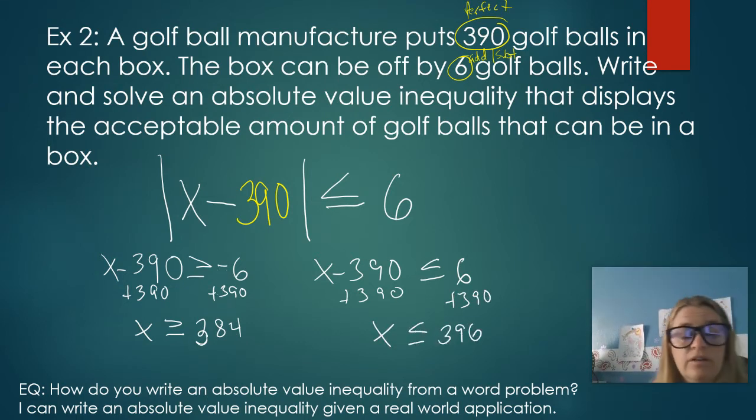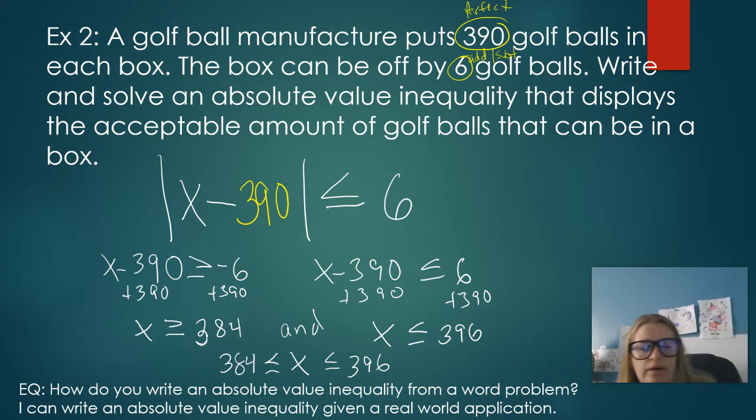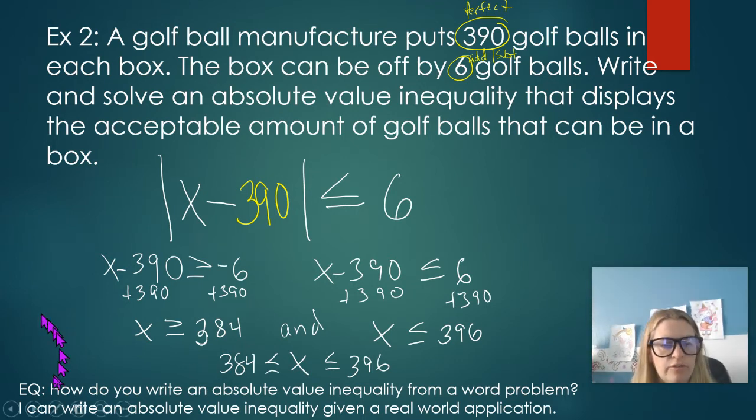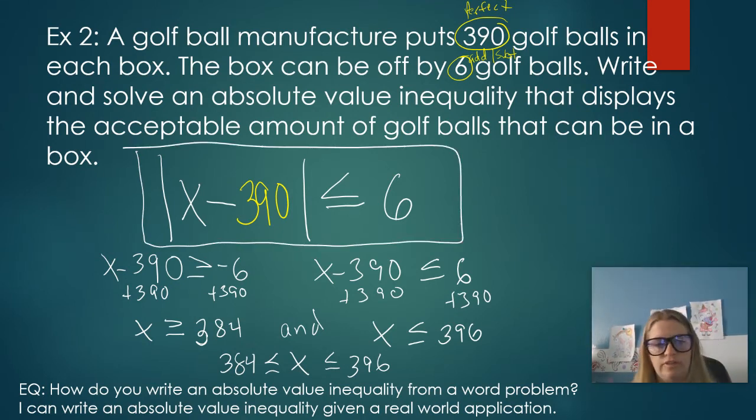So this should be the range. So remember, this is an and. So we know that range is going to be, it's got to be between 396 golf balls and 384. And that would be a perfect range of what you could expect to be in each box. So hopefully that's what you got as well. And so that's what it was asking you to do, is set up this inequality. And this is it, just solving.